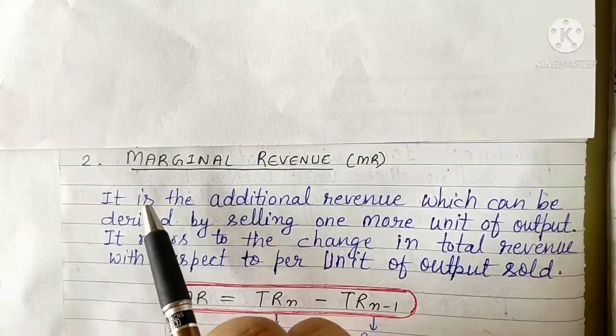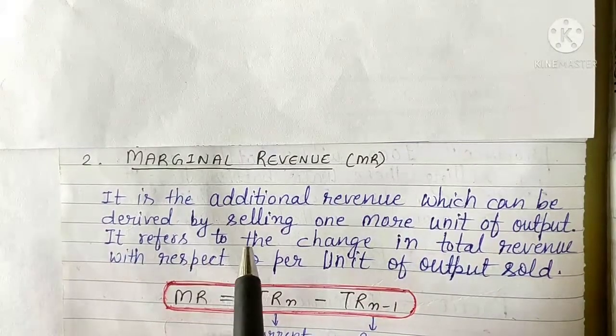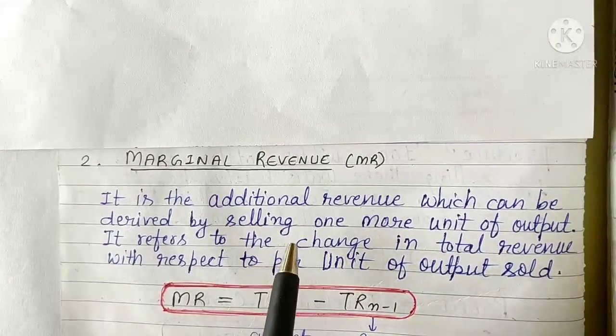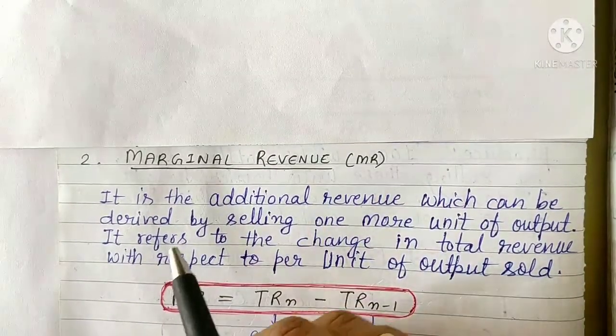Now comes the second type. This is marginal revenue, in short form MR. What does it mean? Marginal revenue means additional revenue. Additional means extra revenue which we are getting after selling one more unit.